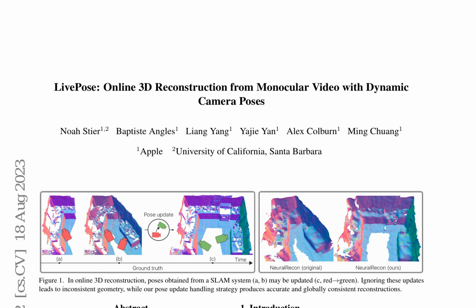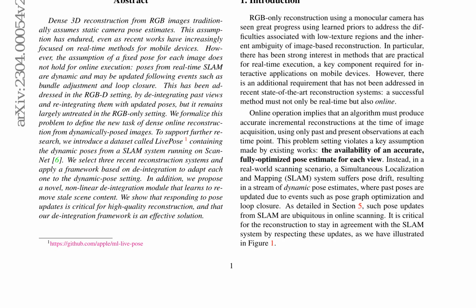Unlike traditional methods that assume static camera pose estimates, LivePose addresses the challenge of dynamic pose updates in online execution. This is particularly important for real-time applications on mobile devices, where simultaneous localization and mapping (SLAM) systems provide dynamic pose estimates that may be updated due to events like bundle adjustment and loop closure.